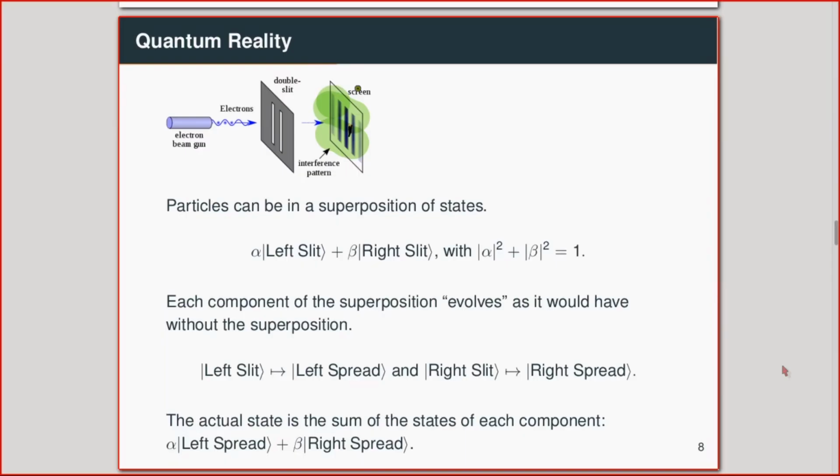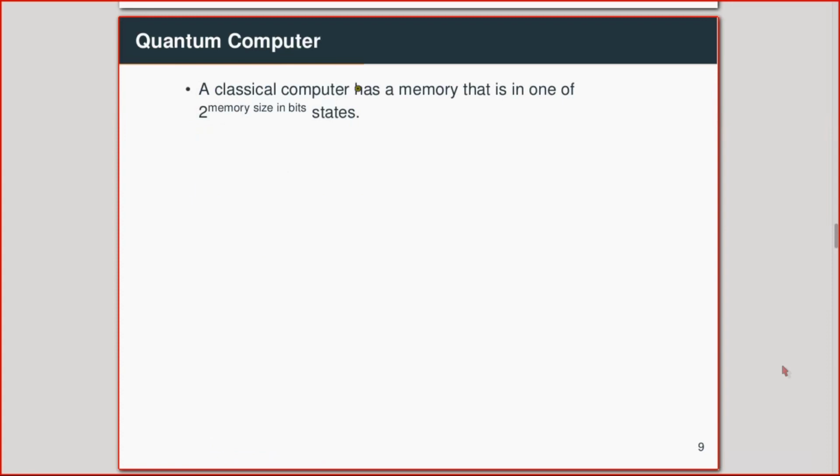I really don't know anything about quantum mechanics, but this is what quantum computing looks like, which is why I decided to go ahead with this analogy anyway. So let's take this idea and just apply it to quantum computers. If you take a classical computer with, say, b bits of memory, its memory is in one of 2 to the b states.